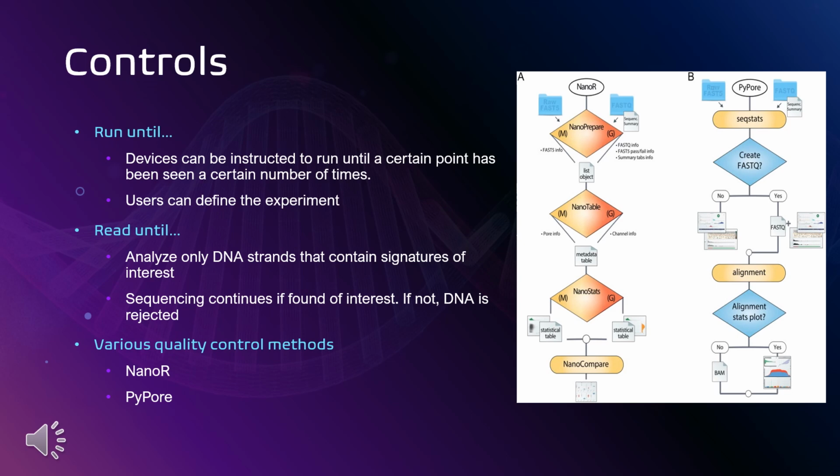The read until mode allows the device to sequence the first bases of a DNA molecule that pass through the nanopore and analyze them in real time. If the sequence is determined to be of interest based on what you have put in to look for, the sequencing continues. If not, then the nucleic acid will be rejected from the pore and another sequence will be read.